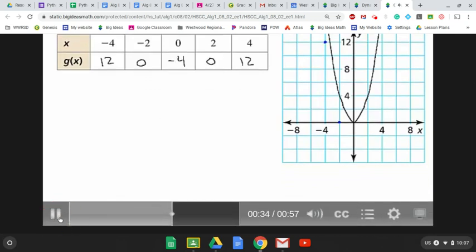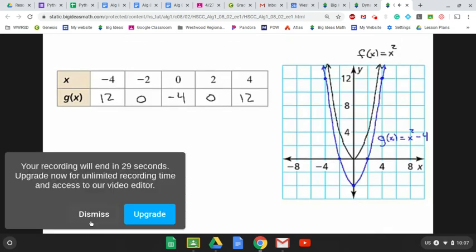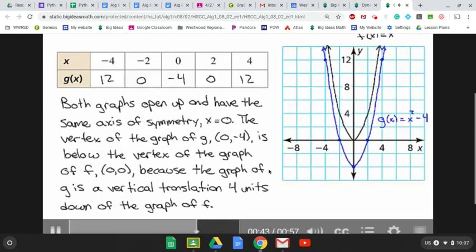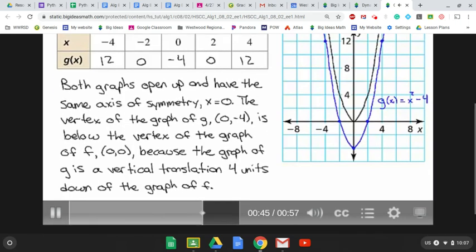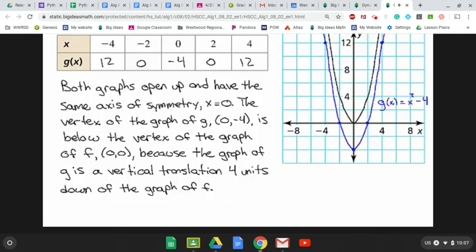2, 0, 0, negative 4, 2, 0, and 4, 12. Then draw a smooth curve through the points. Both graphs open up and have the same axis of symmetry, x equals 0. The vertex of the graph of g, 0, negative 4, is below the vertex of the graph of f, 0, 0, because the graph of g is a vertical translation 4 units down of the graph of f.